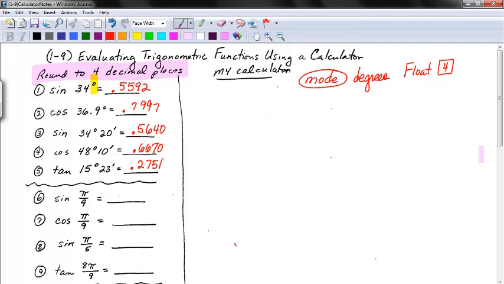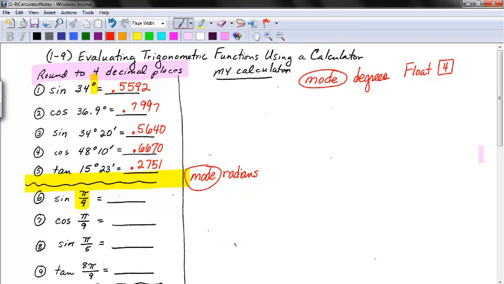Now, here's where the author's not going to tell you. You just have to know, and I drew a little separator here. You have to know that now it's in terms of pi. I changed the mode. So on your mode, if it's in terms of pi, you know you have to go to radians. And there's still 4 decimal places.